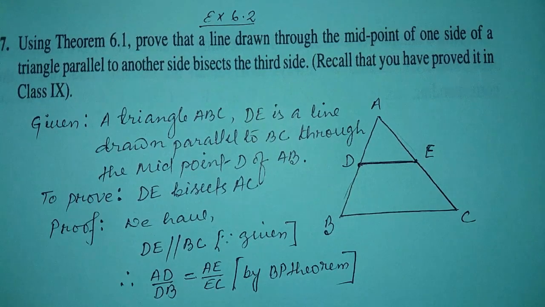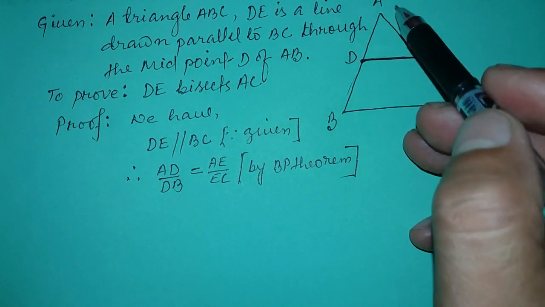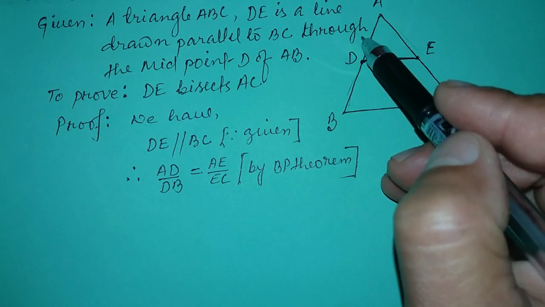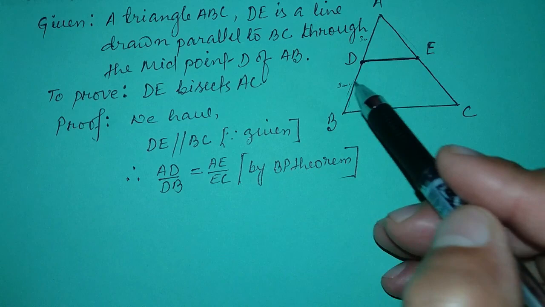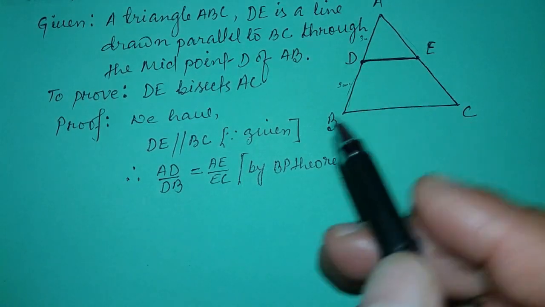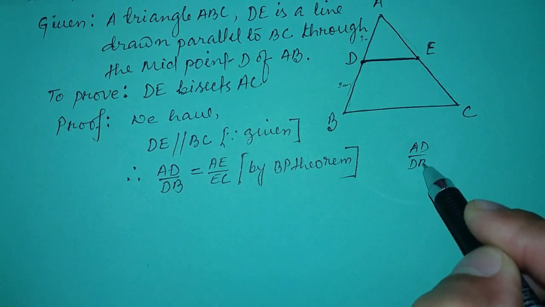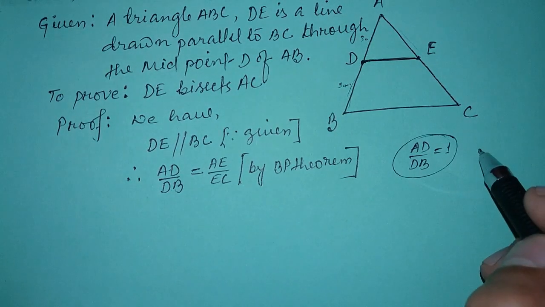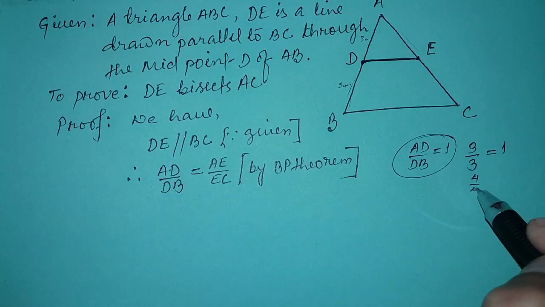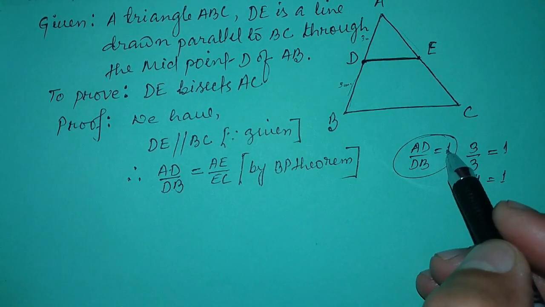Now D is the midpoint of AB, which means AD is equal to DB. This line and this line are equal. If this is 3 centimeter, then this one will also be 3 centimeter. When we divide a number by the same number, it is 1. So since they are equal, AD by DB will be equal to 1. A number divided by the same number, 3 by 3, is equal to 1. 4 by 4 is equal to 1. Any number divided by the same number is always 1. So AD by DB is equal to 1.